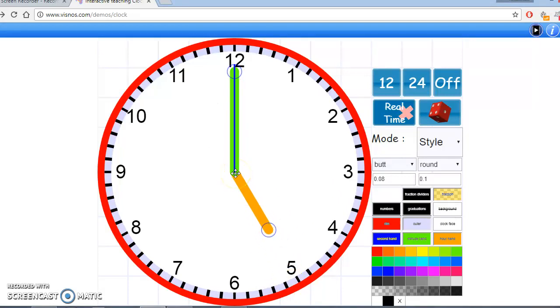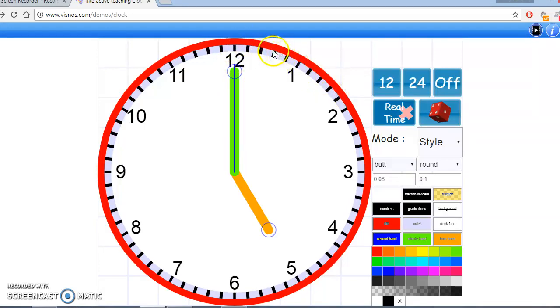So in my example, I've got the long hand pointing all the way directly to the 12, which tells me it's an o'clock. My short hand, the hour hand, is pointing to the 5, so I can tell it's 5 o'clock.